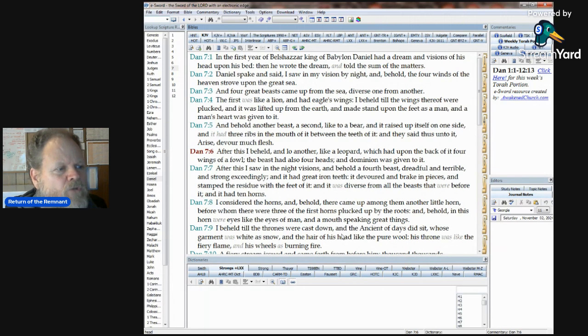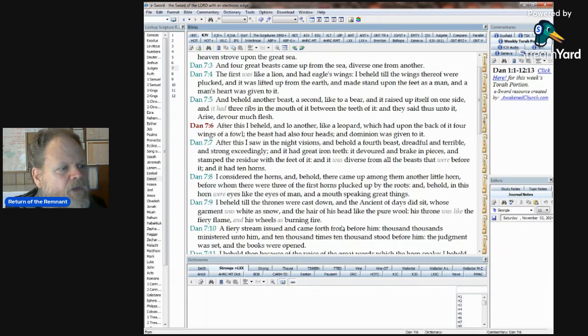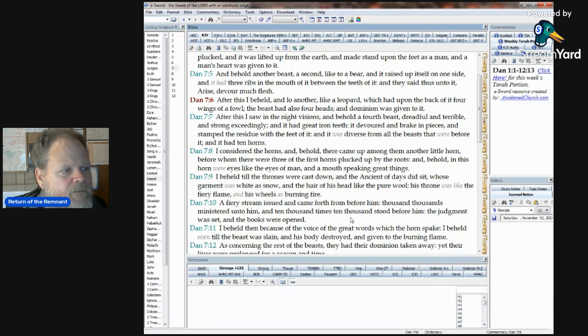I beheld till the thrones were cast down, and the Ancient of Days did sit, whose garment was white as snow, and the hair of his head like pure wool. His throne was like the fiery flame, and his wheels as burning fire. A fiery stream issued and came forth from before him. Thousands ministered unto him, and 10,000 times 10,000 stood before him. The judgment was set, and the books were opened.